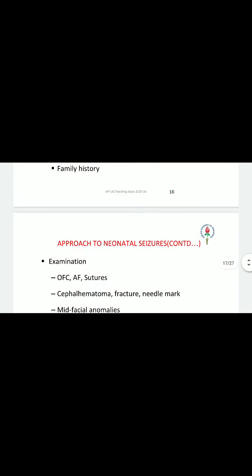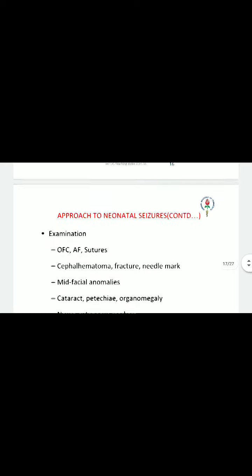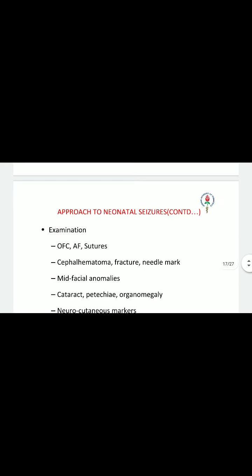Family history means if there is a family history of seizure, then what you see in this baby is a seizure and requires treatment immediately. And especially with a family history, one should become very alert to give medications early.